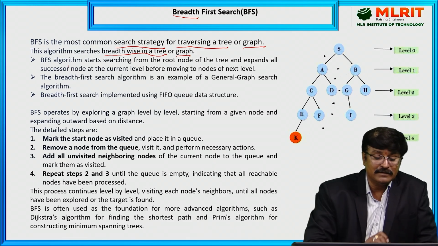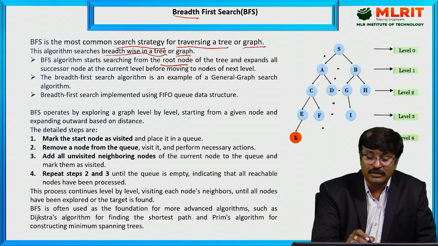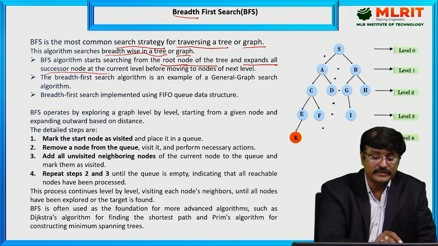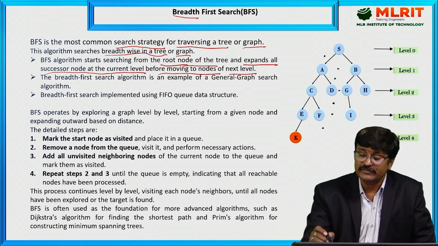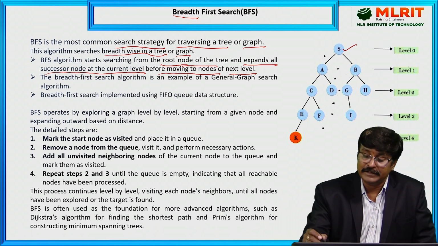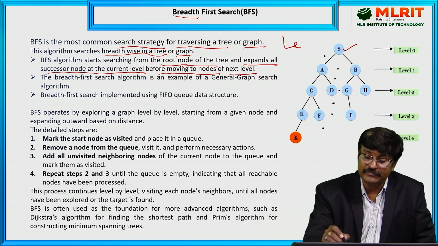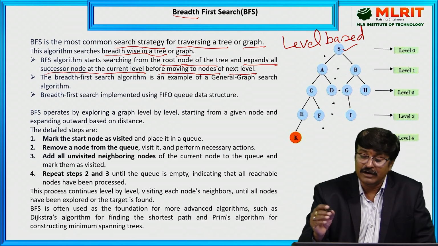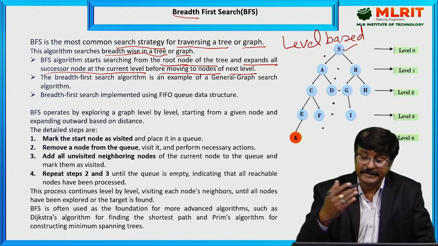So the BFS algorithm starts searching from the root node of the tree and expands all successor nodes at the current level before moving to nodes at the next level, because you are starting at the root node, in that level. This is also called a level based algorithm. So you are first visiting all the nodes in that level, then only you are going to the next level.